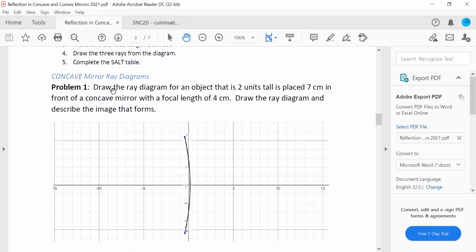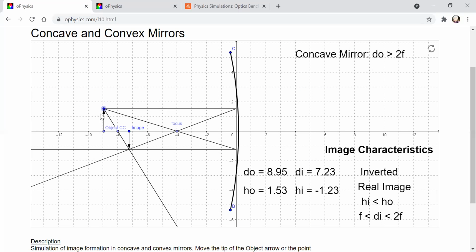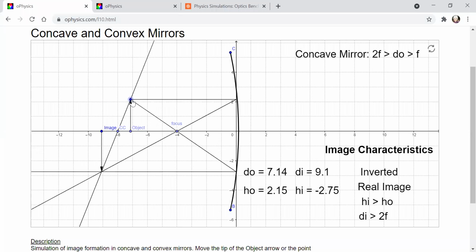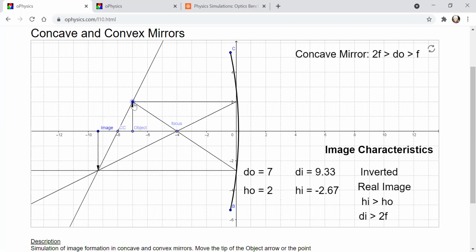So problem number 1 says draw the ray diagram for an object that is 2 units tall, placed at 7. So I'm going to take my object and make it 2 units tall, and it needs to be at 7 on my principal axis here. Hopefully you can see right here, my object is 2 units tall and it is at 7. You don't need to worry about which side of the line is negative and which is positive. It's just a graph, a Cartesian plane.